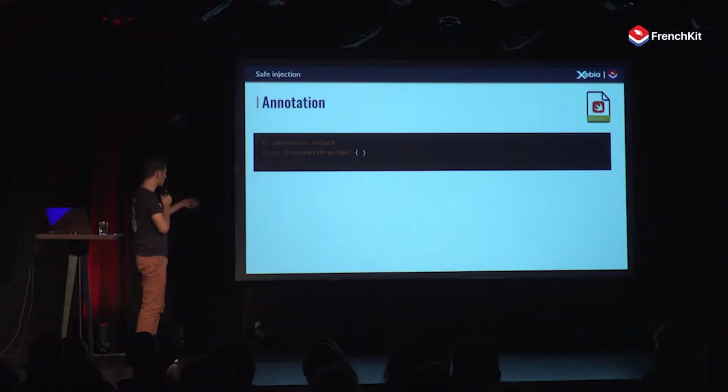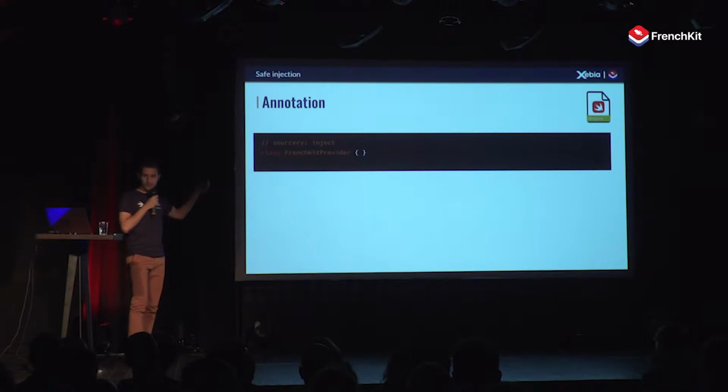So let's do that. Let's use Sourcery for the inject part and Stencil for the templating part. So for the annotation, it's pretty simple. All you have to do is to put a comment with sourcery inject. And what it does, it will provide information about your class once you are inside the templates. So let's dig into the templates.